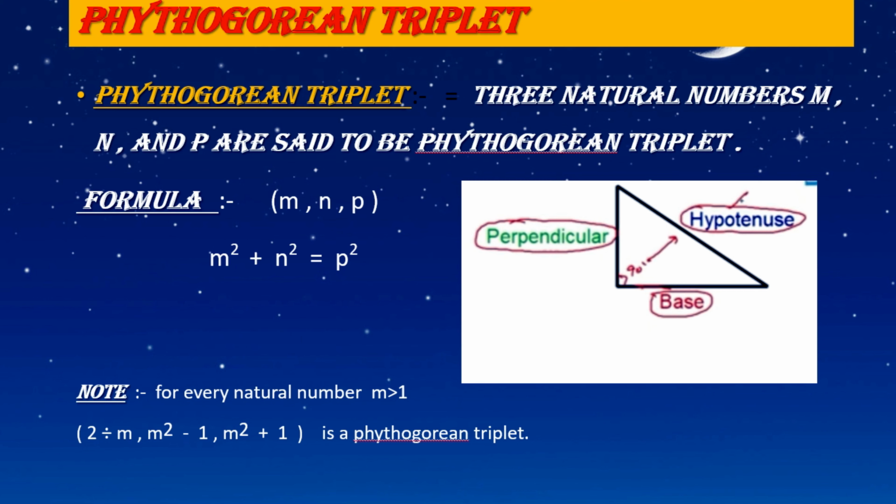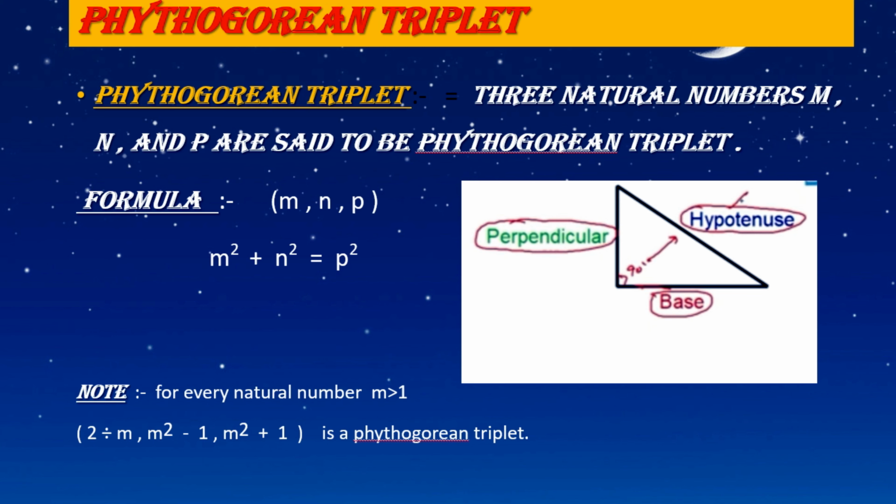Let's see what a Pythagorean triplet is. Three natural numbers m, n and p are said to be a Pythagorean triplet. What is its formula? m square plus n square equals p square. This is the formula of a Pythagorean triplet. This is a diagram of a Pythagorean triplet. This is the base, this is the 90 degree angle, this is the perpendicular. In triangle ABC, AB is the perpendicular and B is the 90 degree angle.